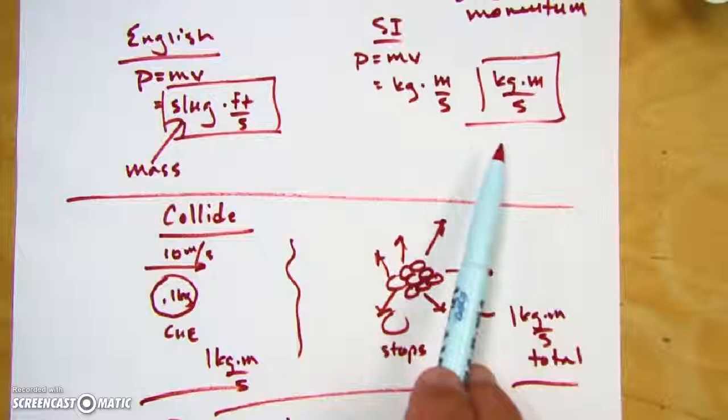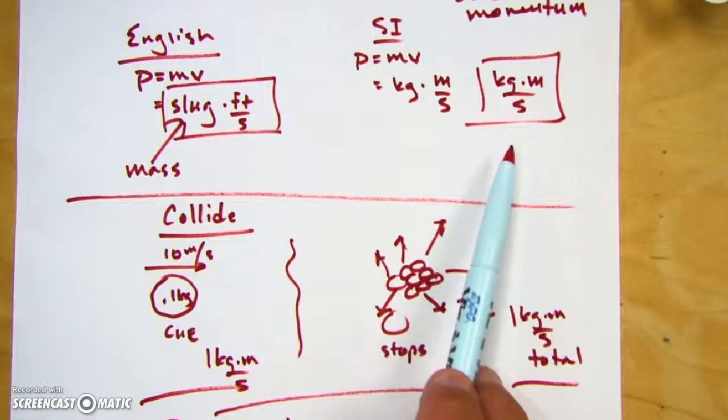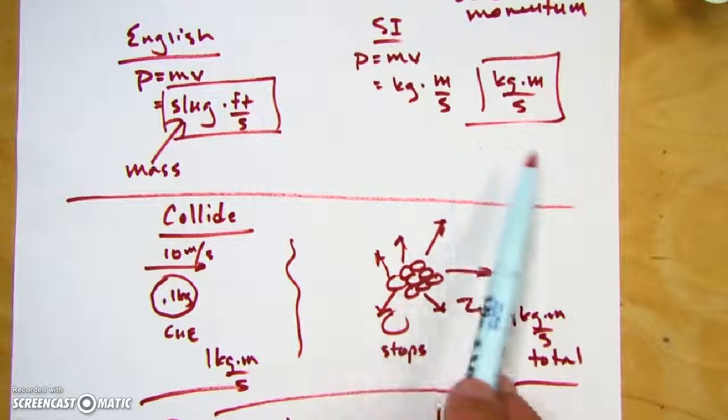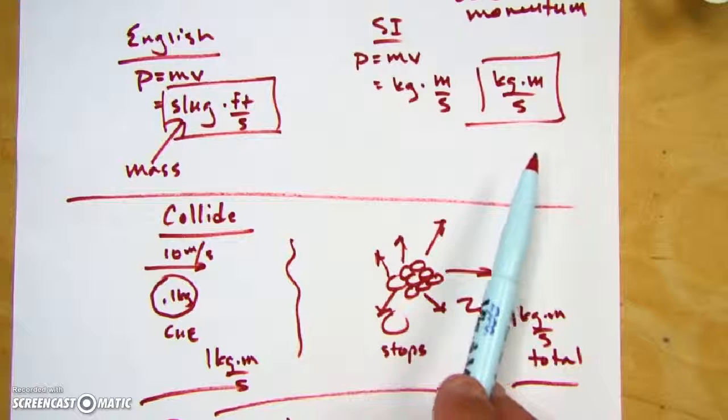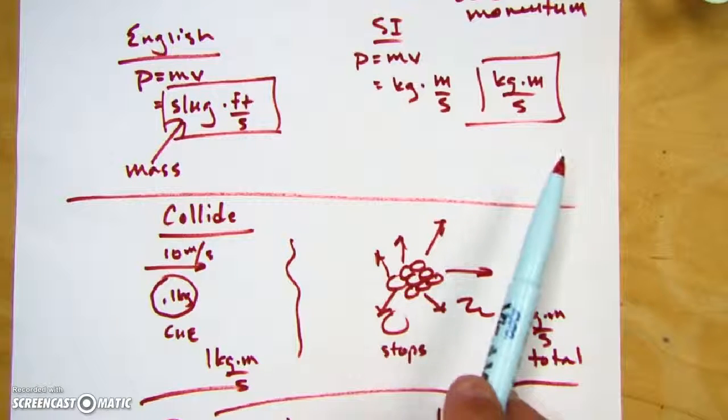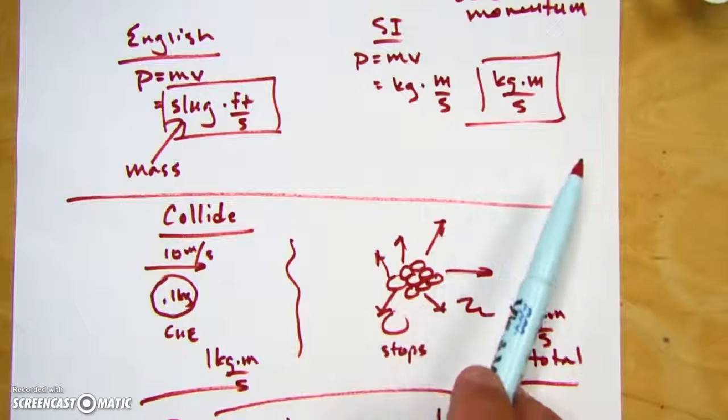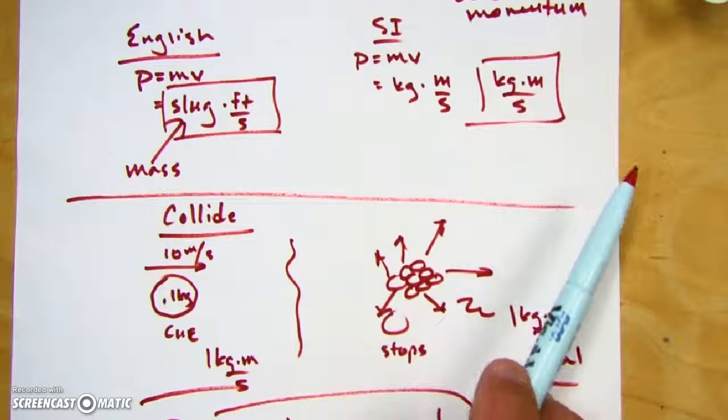Most of the stuff you'll see in the future is going to be regular units, kilogram meters per second. There is another unit that means the same thing that we will get to eventually when we talk about momentum more. We're only talking about linear momentum right now, and then of course we'll talk about rotational or angular momentum in the future.